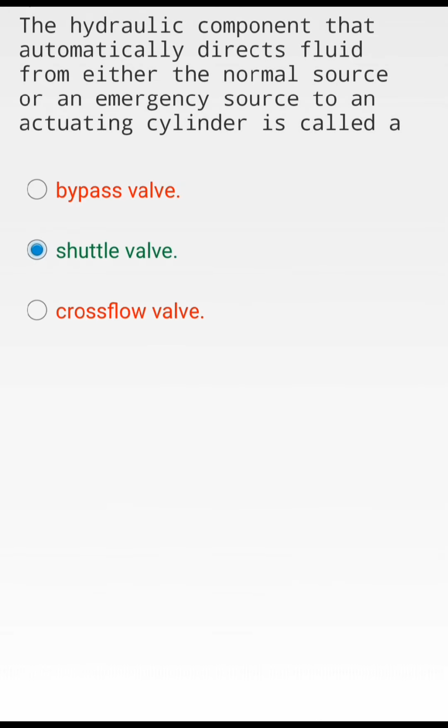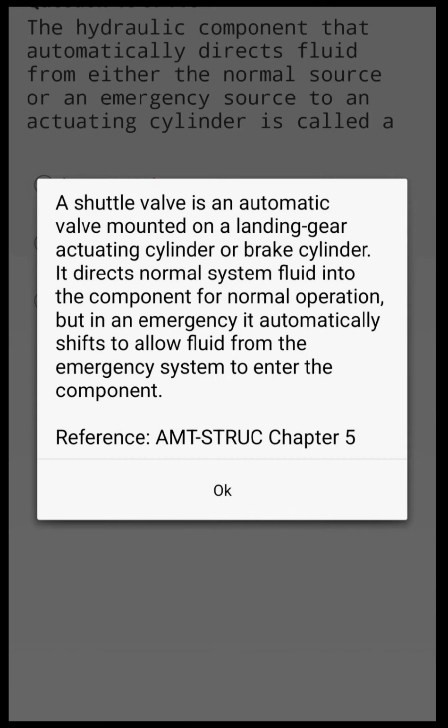The hydraulic component that automatically directs fluid from either the normal source or an emergency source to an actuating cylinder is called a shuttle valve. A shuttle valve is an automatic valve mounted on a landing gear actuating cylinder or brake cylinder. It directs normal system fluid into the component for normal operation, but in an emergency, it automatically shifts to allow fluid from the emergency system to enter the component.